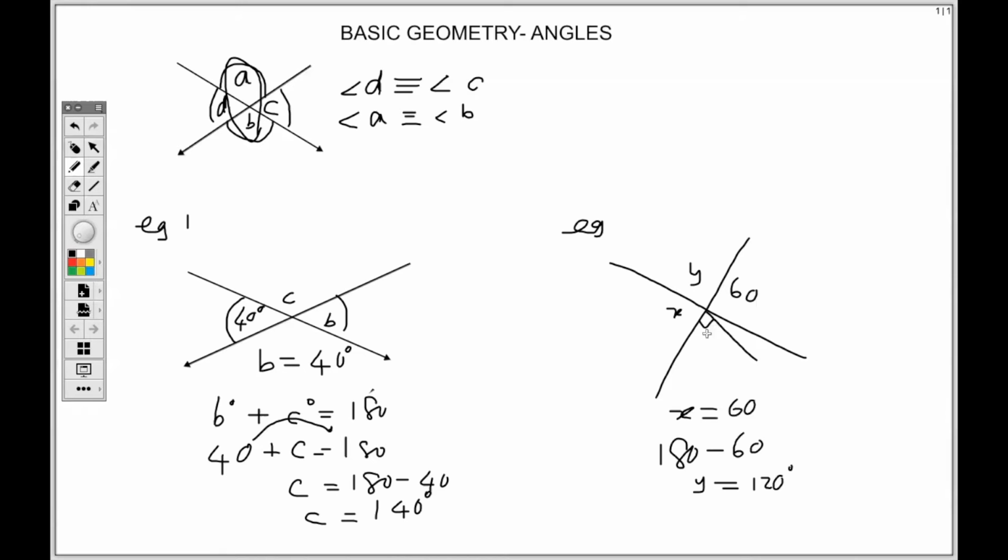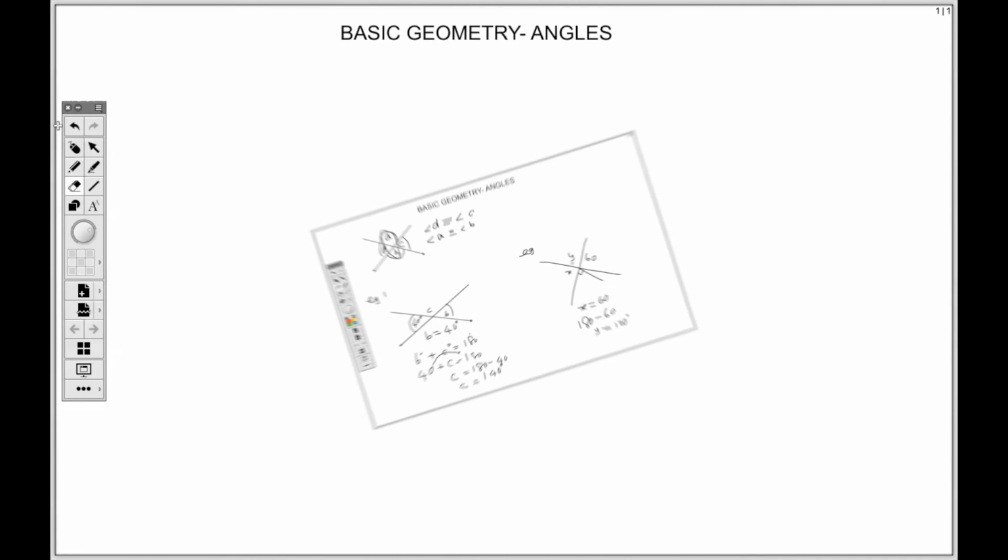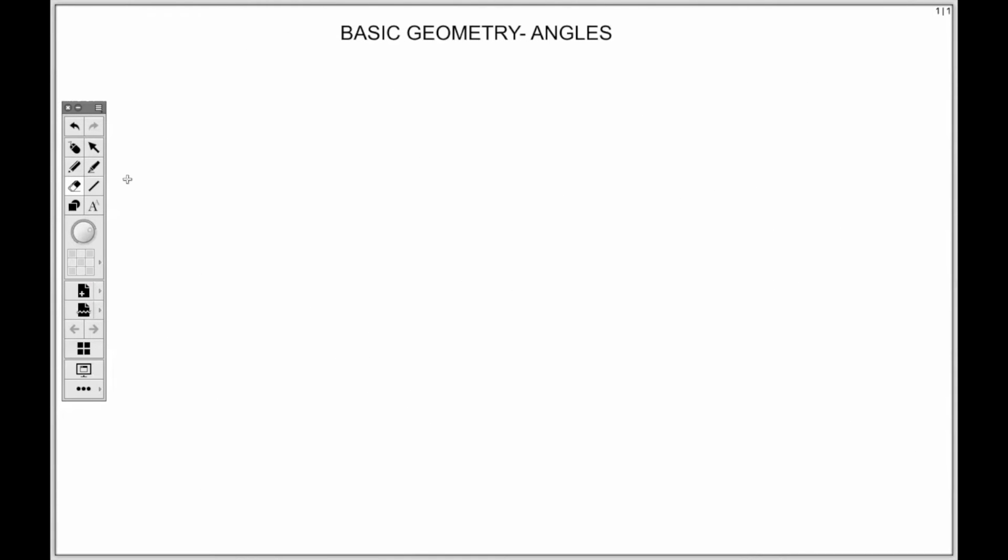Now you could have used this is 90, but then you'd have to find this part. So it would be 60 plus 90, and that would be 150, and 180 minus 150 would be 30, and 30 plus 90, that's going to give me 120. And so this is 120, and vertically opposite, so this will also be 120. So any method works.